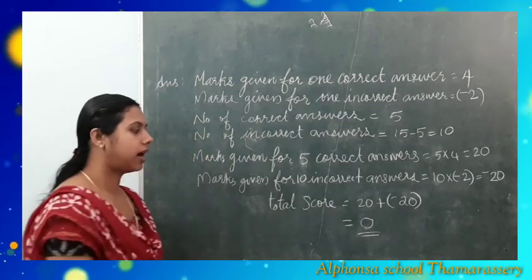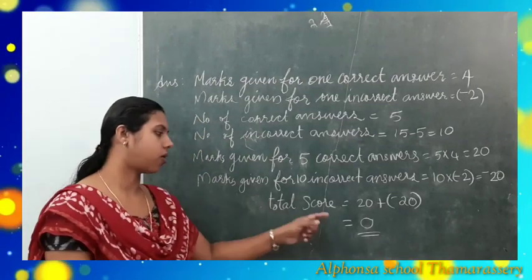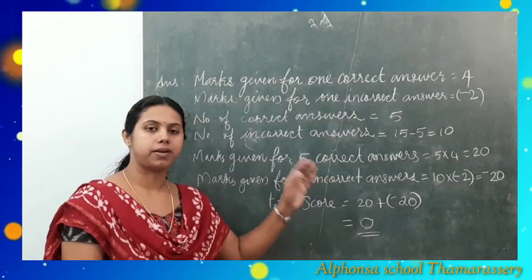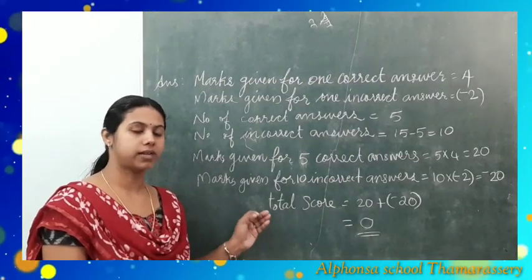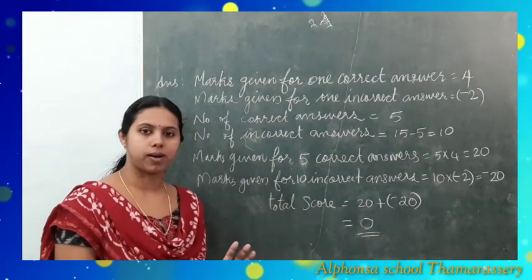So her total score is 0 marks, but Geetu got 24 marks. Geetu's friend got only 0 marks.